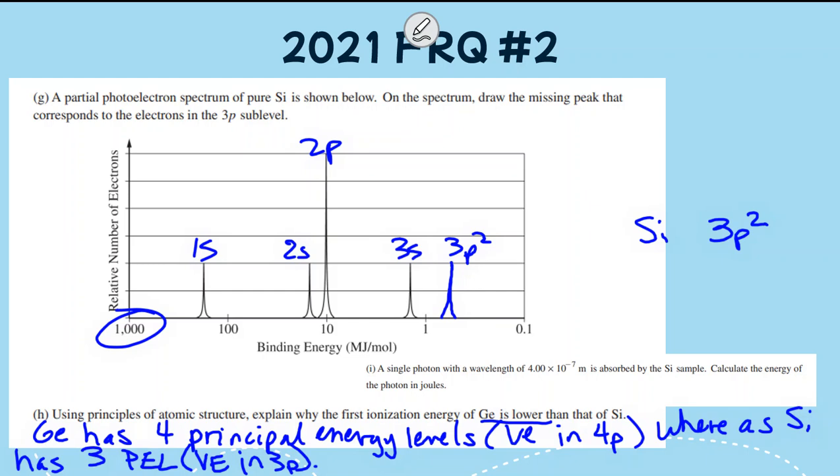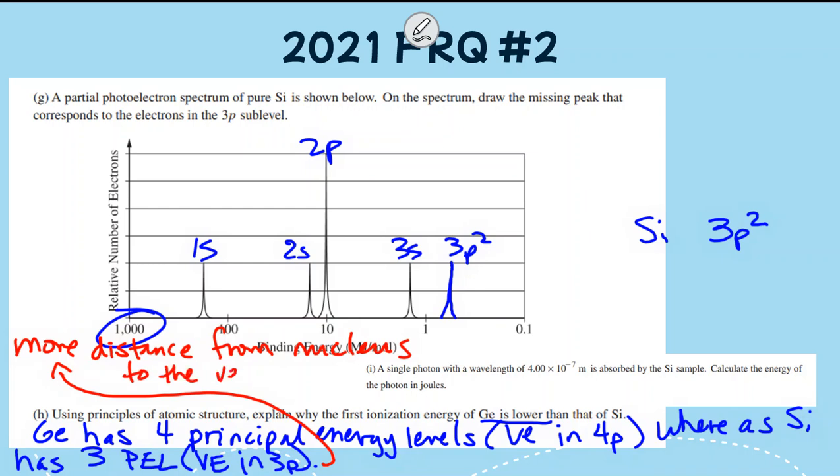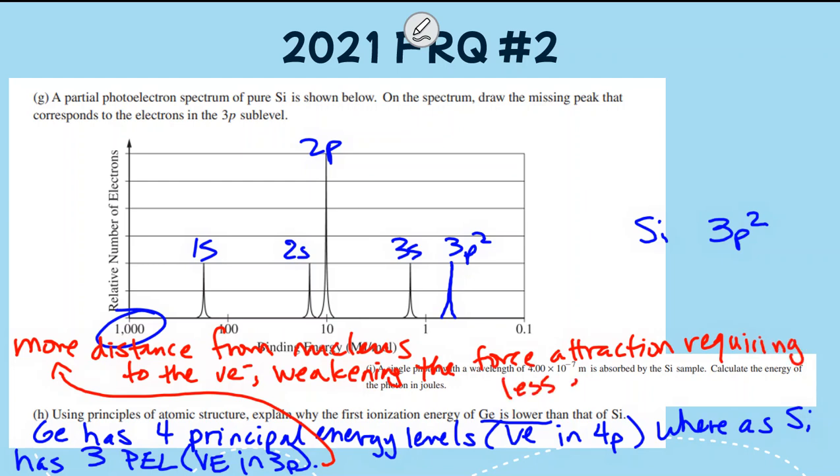Okay, I'm going to write it over here to the side because we're going to run out of room here. That means that there's more distance from the nucleus to the valence electron, weakening the force of attraction, requiring less energy to remove the electron.